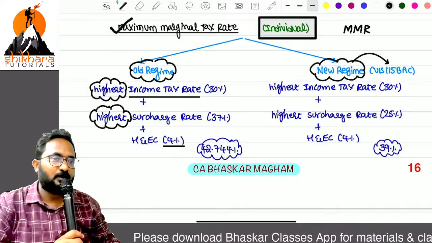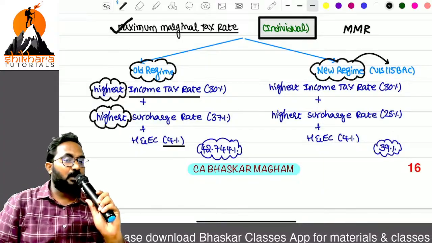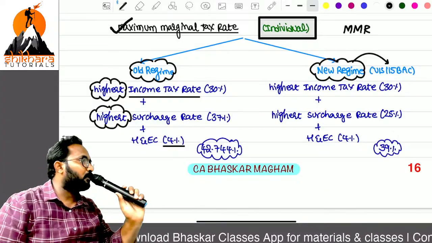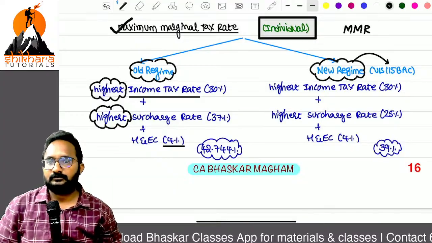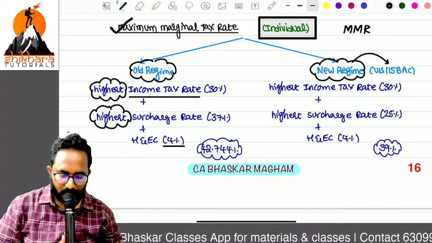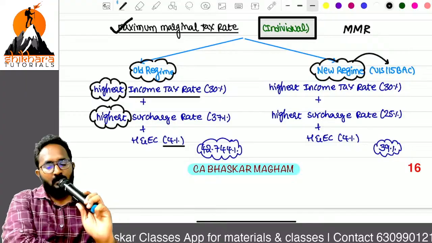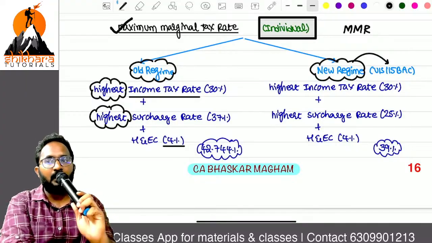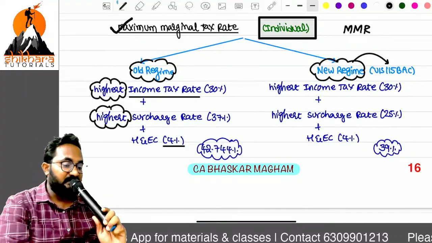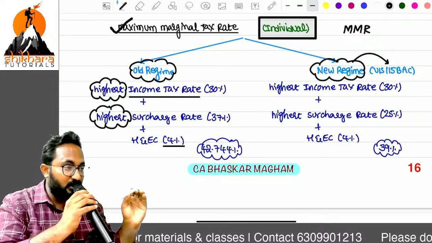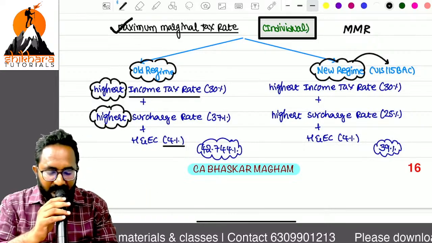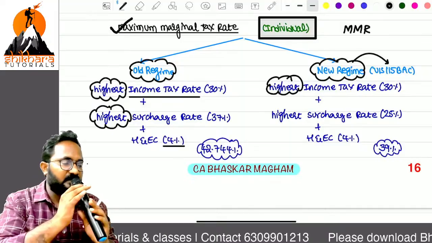Please calculate the effective tax rate. I am talking about the effective tax rate. How much? 42.744. Whereas if that individual followed the new regime, the highest income tax rate is the same, 30.